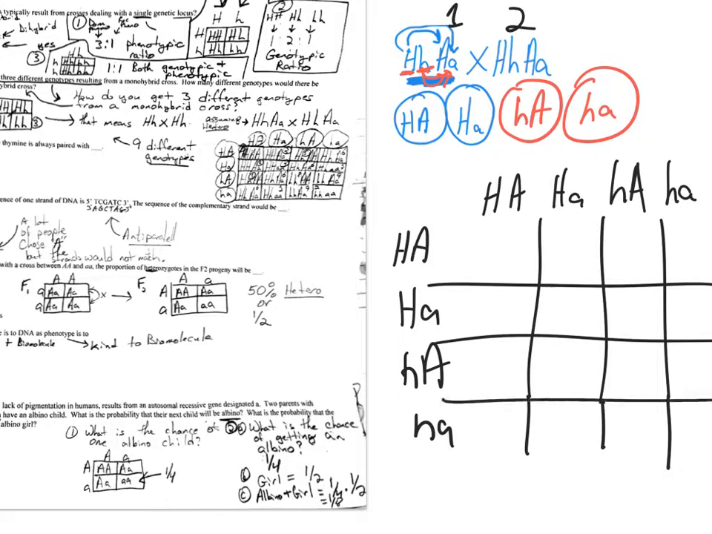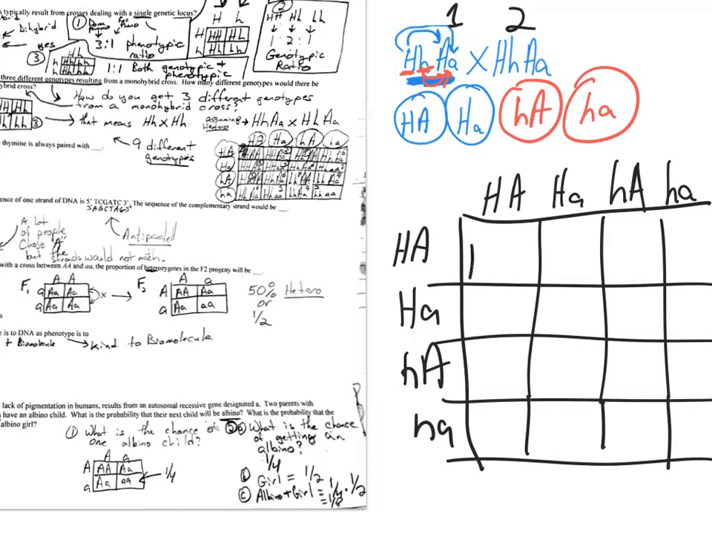And those are what you get across, for a total of 4 by 4. When you have a dihybrid cross, you have 4 by 4, and then you just add them together. Big H, big H, big A, big A, and you fill them all in every direction.